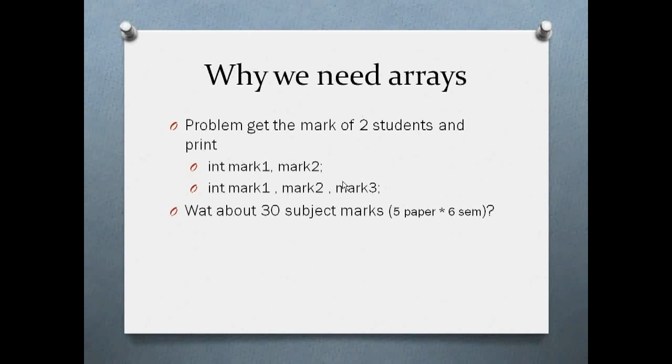If it is 3, what if it is 30 subjects? Every college student has a minimum of 30 to 50 subjects. It depends on the degree which you are taking up. So what you will do, you will declare mark 1, mark 2, mark 3 till mark 50 or 60, whatever it is. And the trouble with that is it will look like an essay rather than a program. An essay full of marks and numbers.